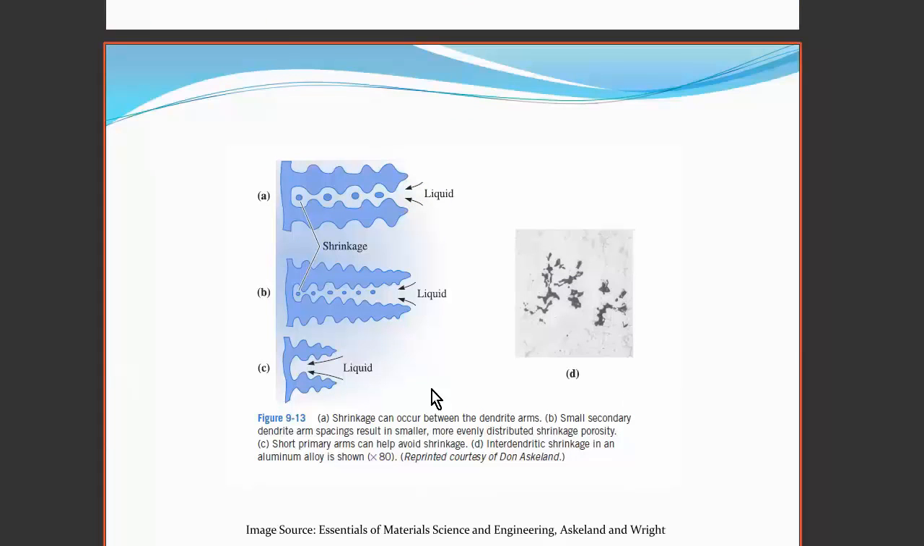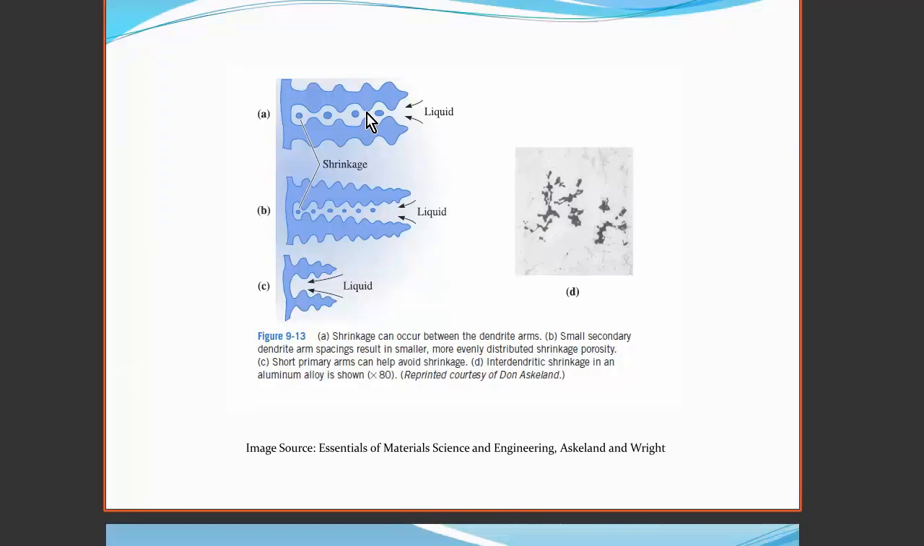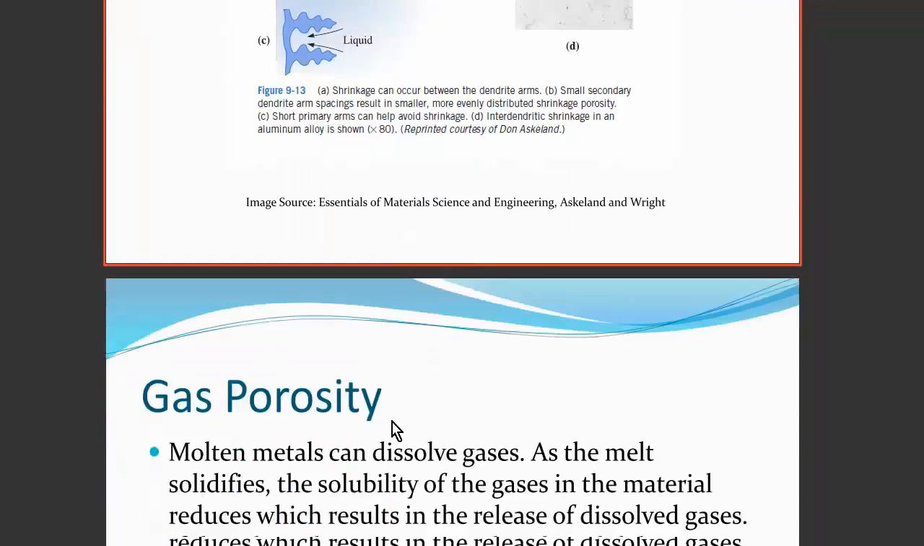Another issue that can occur with dendritic growth of the crystals is that the dendrites can themselves trap areas in which liquid cannot be fed, and this results in interdendritic shrinkage. And this can be reduced by having smaller, more evenly spaced dendrite arms.